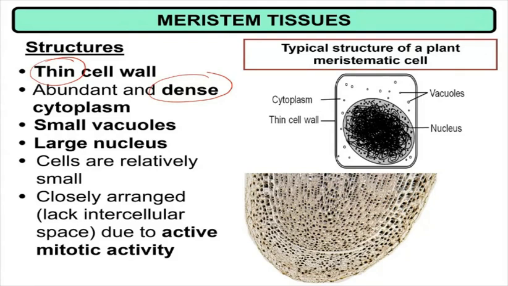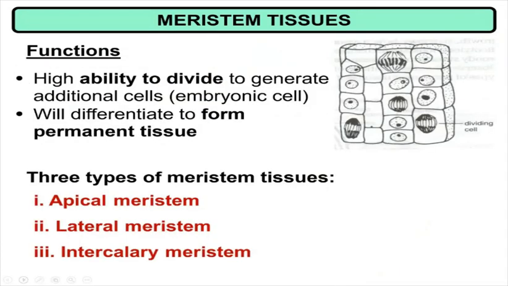Cells are relatively small and closely arranged due to active mitotic activity. So they are continuously dividing. Rapat-rapat antara satu sel dengan sel yang lain. Meristem tissues, because they have the ability to divide, their function is to generate additional cells, which then differentiate to form permanent tissues.